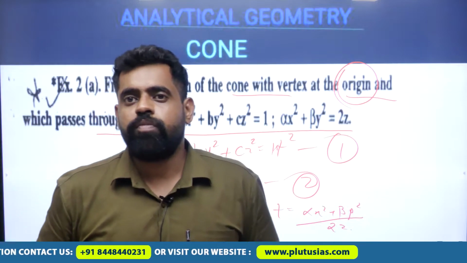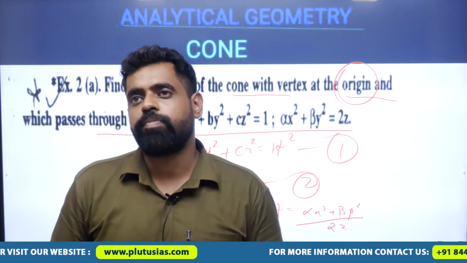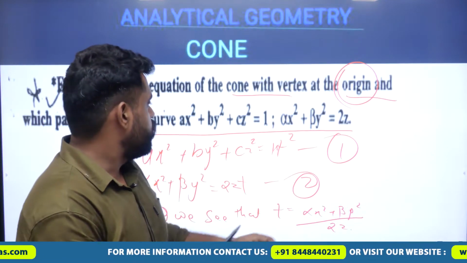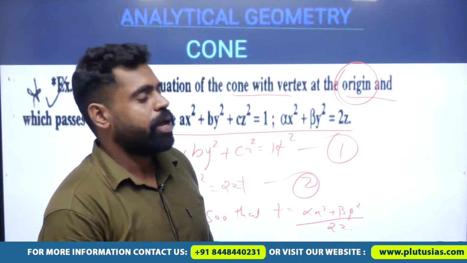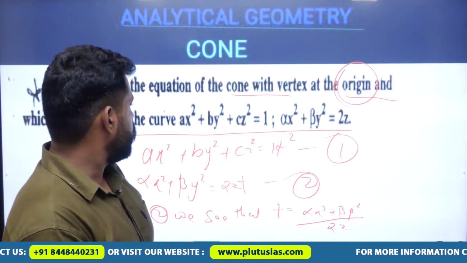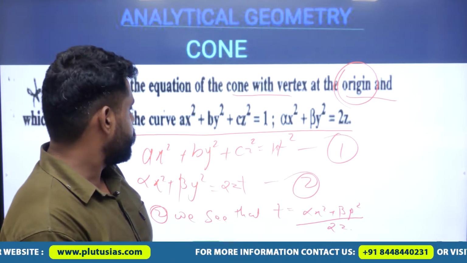Okay. So here we can see that we get t is equal to (αx² + βy²) upon 2z. And then what do you do? You put this value here only, and then you will get the equation αx² + βy² = 2zt. Okay.